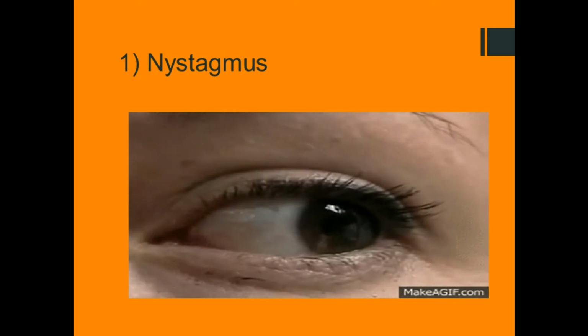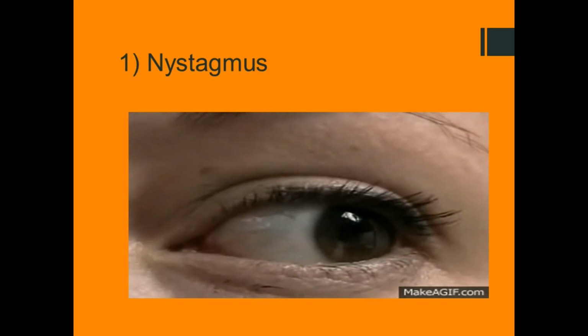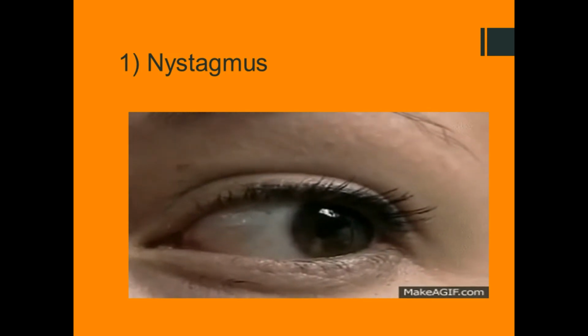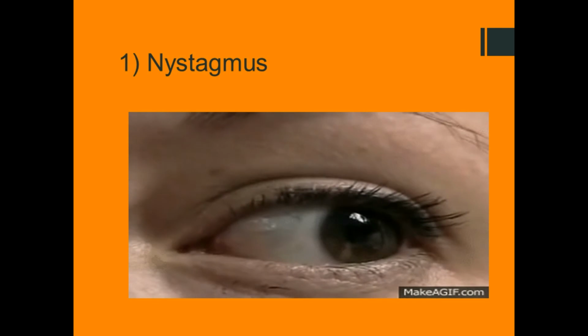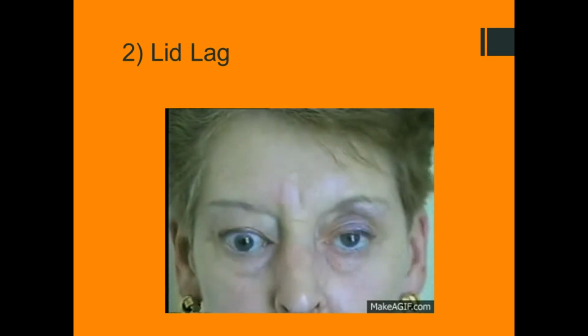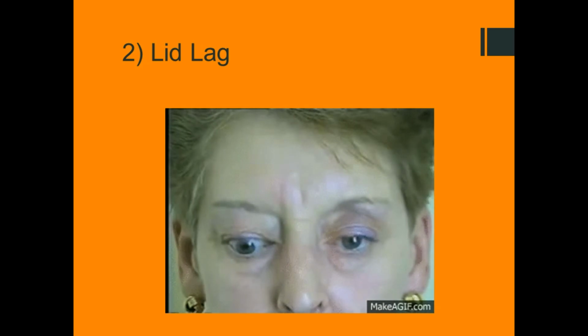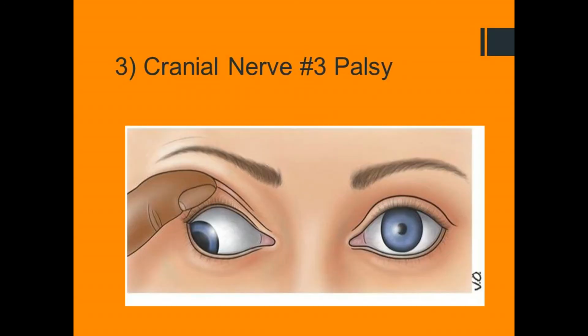Nystagmus is an involuntary oscillation of the eyes that is often rhythmical, with both eyes moving synchronously. It may be vertical, horizontal, rotatory, or multidirectional. In lid lag, the upper eyelid lags behind the upper edge of the iris as the eye moves downwards.